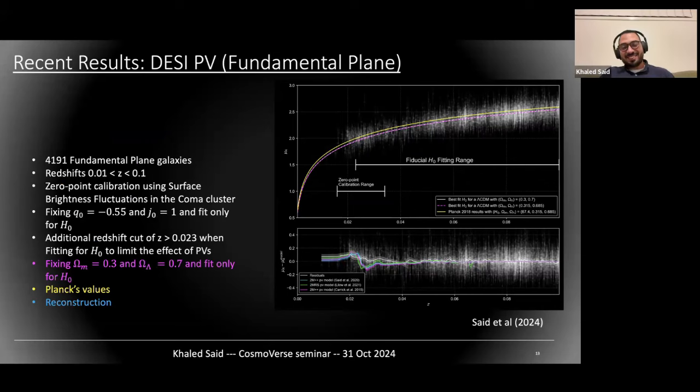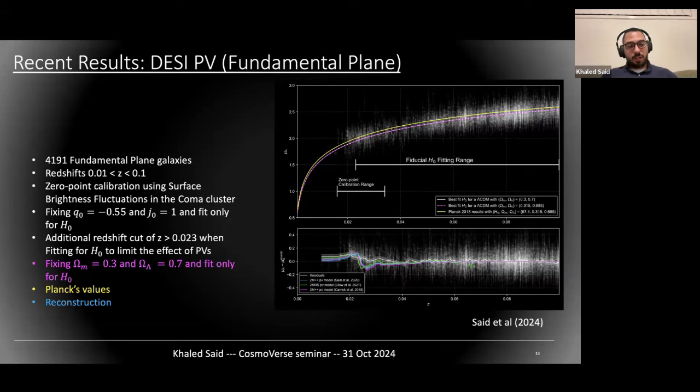Yeah, this is interesting, actually. We actually did the analysis without fixing anything, so we fit for everything at the same time. We fit for H naught, q naught, and j naught. But our q naught was actually unphysical.